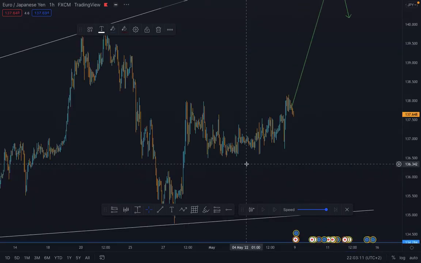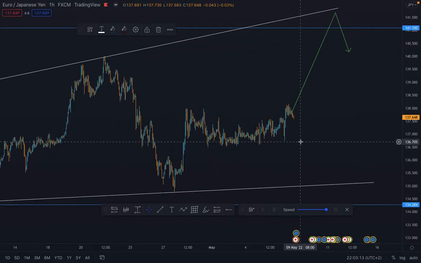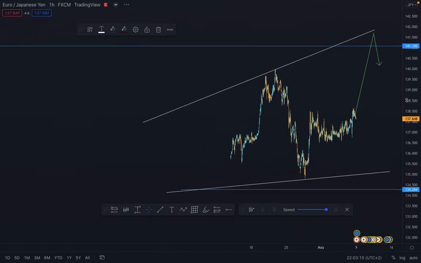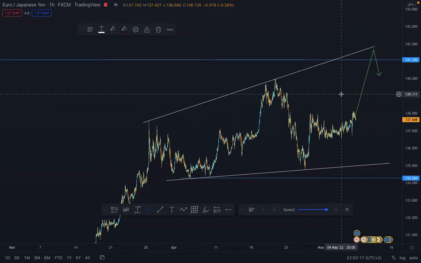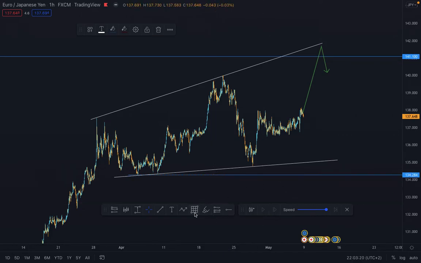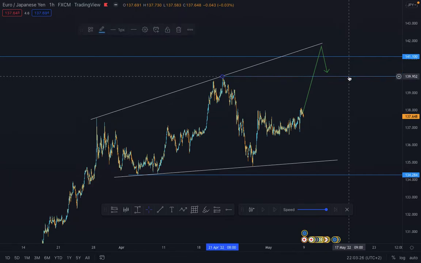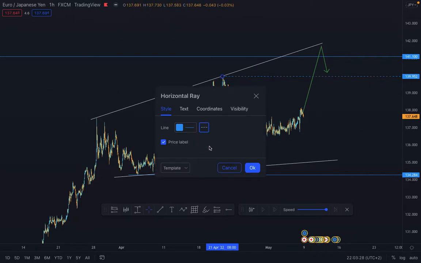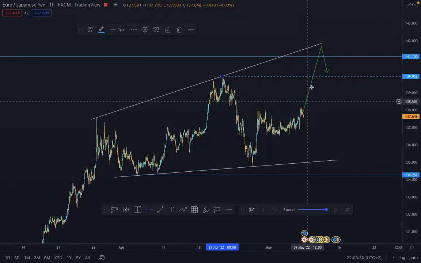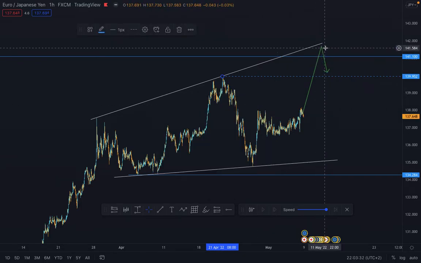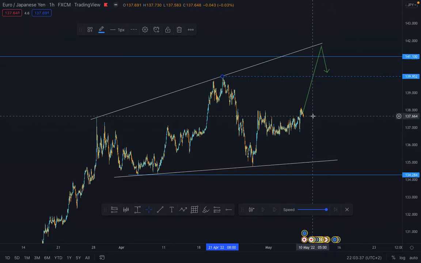The next pair that I have here is the Euro Yen, and over here I'll be looking for very similar kind of setups. If I can just quickly add this ray line here. So I'd be looking at price to come to this area, reject, and give us some kind of a rejection candle. I'll size up that position to the downside.